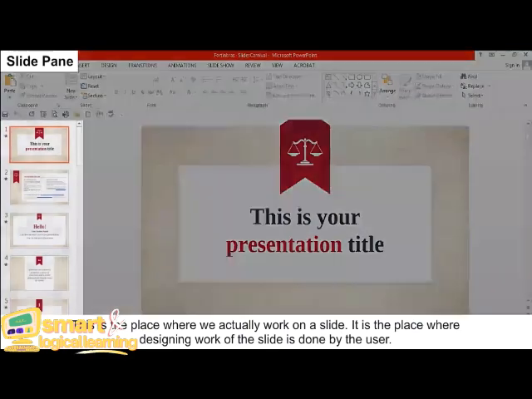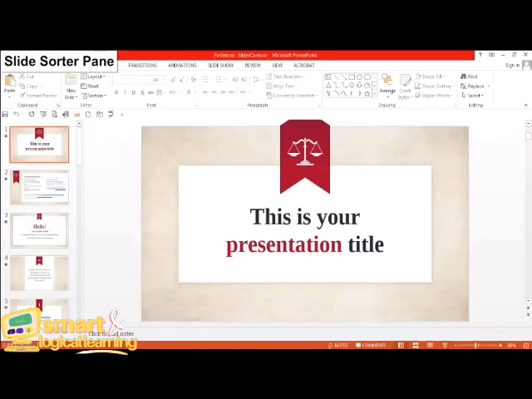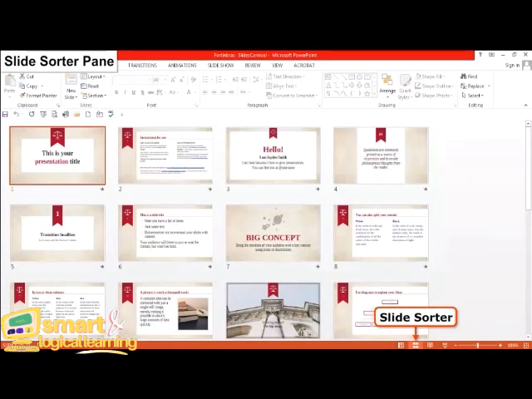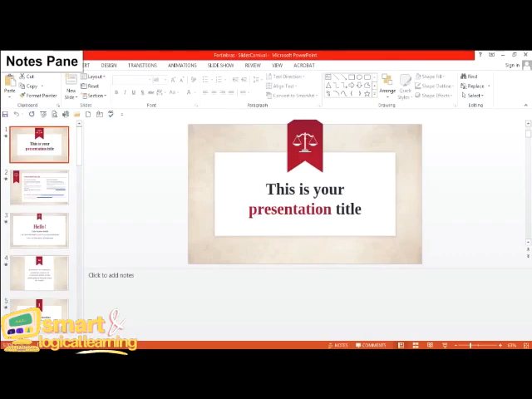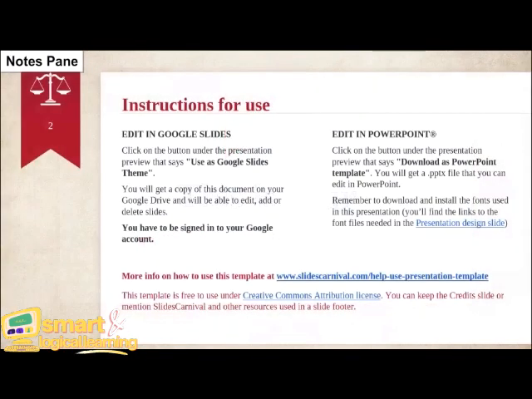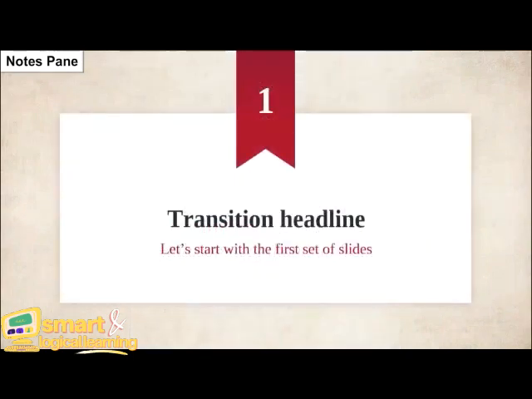Slide pane. This is the place where we actually work on a slide. It is the place where designing work of the slide is done by the user. Slide sorter pane. This is the place where we can view all the slides as miniatures. We can add, remove a slide and also change the order of the slides through this pane. Notes pane. It allows us to type the notes that we may require while preparing for the presentation. But these notes will not be shown during the slideshow.